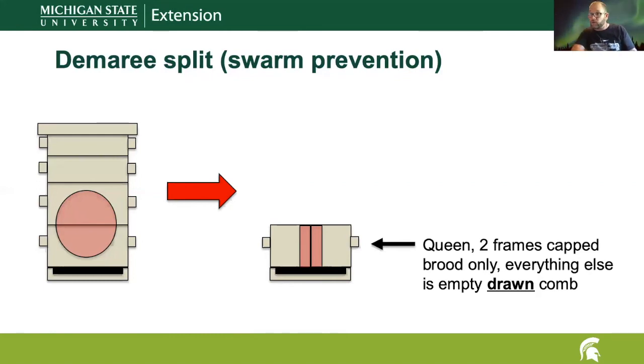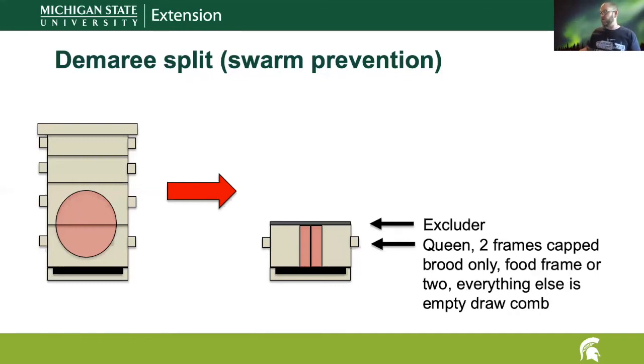And this is the old queen down here. So you have your old queen down here with 2 capped brood frames and open drawn wax on the rest of the frames. The next thing you put in here is a queen excluder. The reason you put a queen excluder in here is because we are trying to sequester her in that bottom box. We do not want her to be able to leave that bottom box.